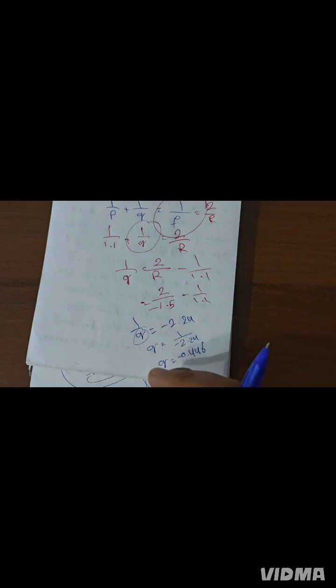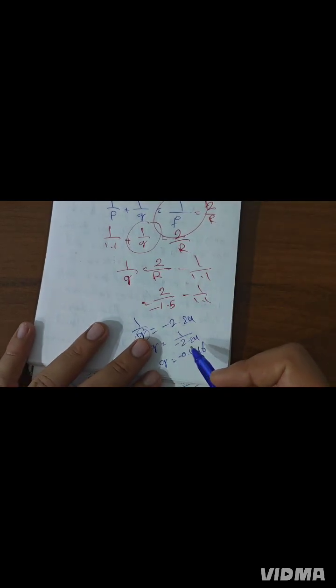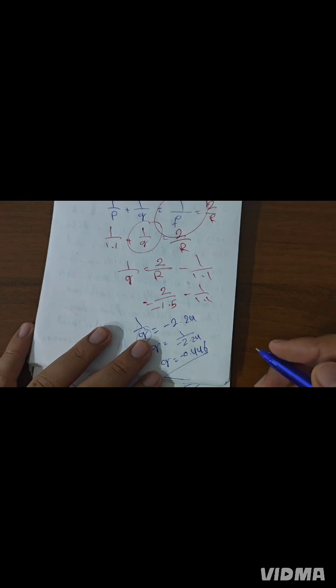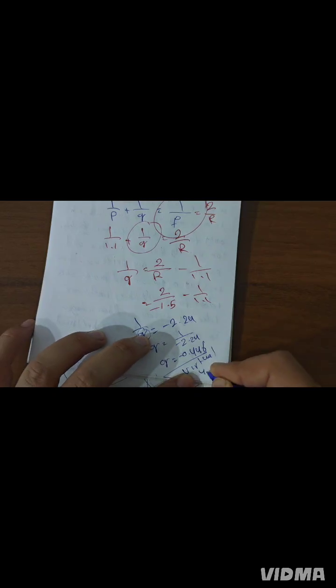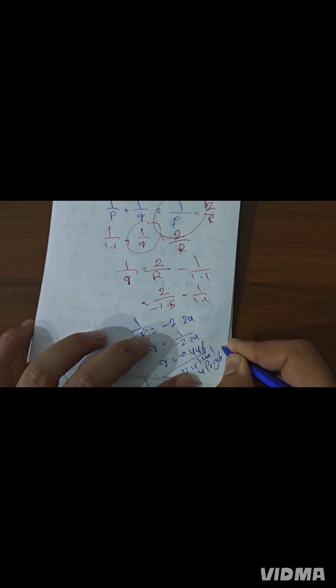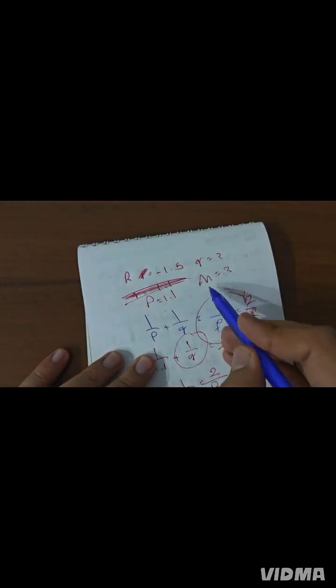Okay. The answer is negative. So the properties of the image are virtual and upright, and the magnification is left.